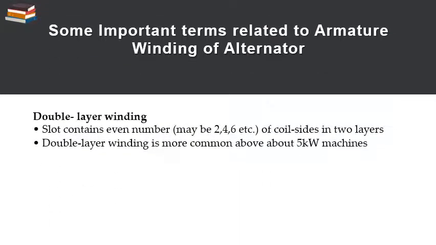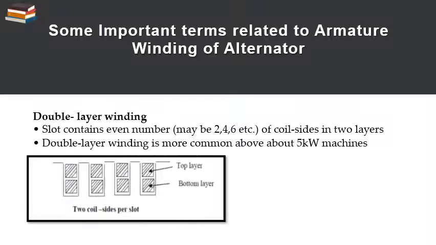Next is the double layer winding. In a double layer winding, a slot contains an even number, maybe 2, 4, 6, etc., of coil sides in two layers. Double layer winding is more common in machines above about 5 kilowatt. So 5 kilowatt se jyada rating ki agar machines hain, to wahan hum double layer winding fill karte hain. So this is the two coil side per slot.